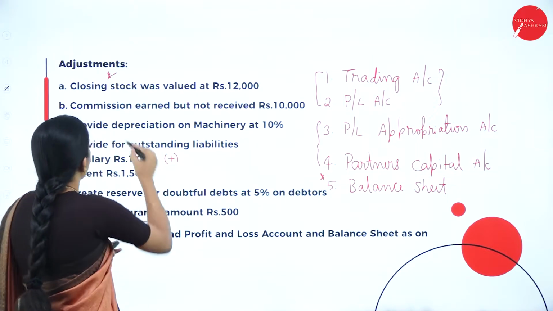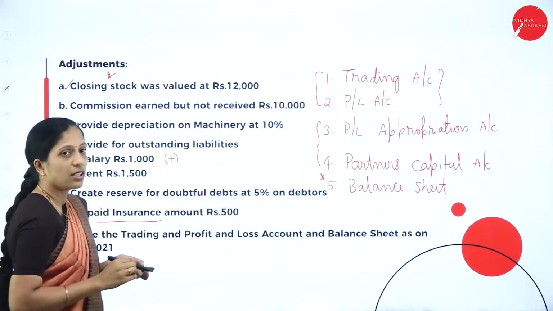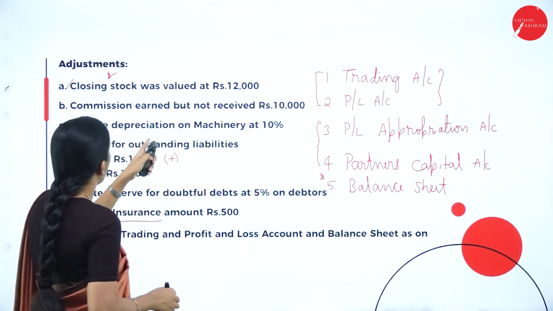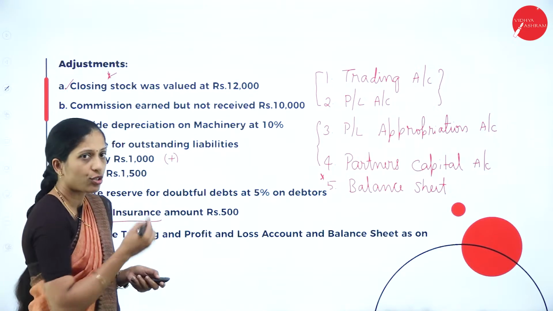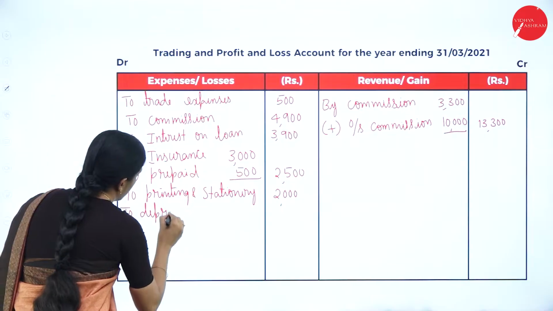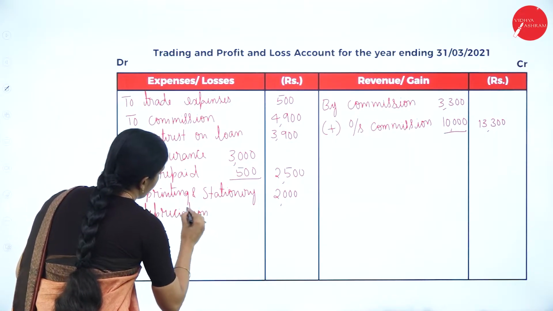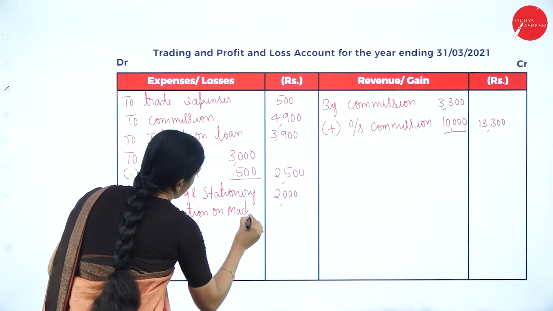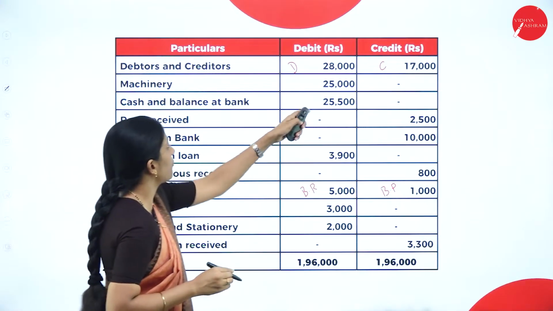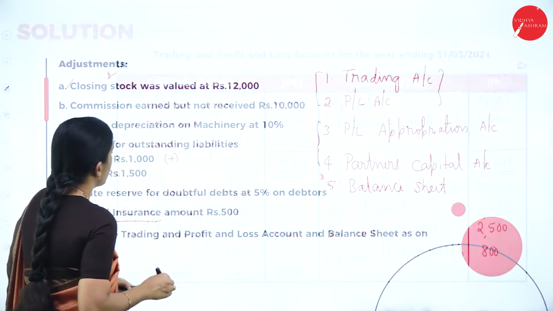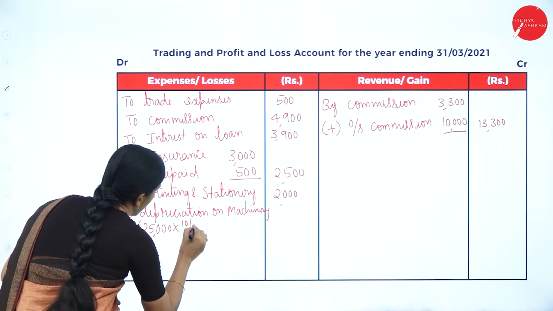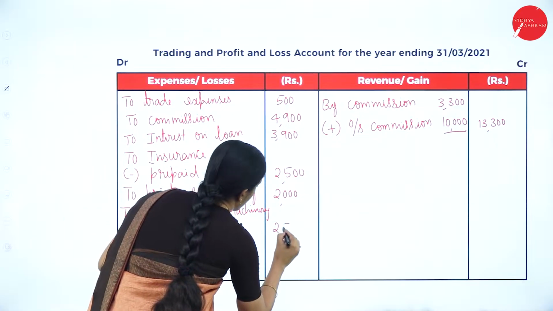Okay, so closing stock we have recorded in your trading account once. Commission earned but not received we have taken, that is outstanding. Next, provide depreciation on machinery, we have not taken. So you have to take in the debit side to depreciation on machinery, and the value of machinery is, if you see your trial balance, 25,000 into, and the percentage is 10%. So 25,000 into 10 divided by 100, so it will be 2,500.